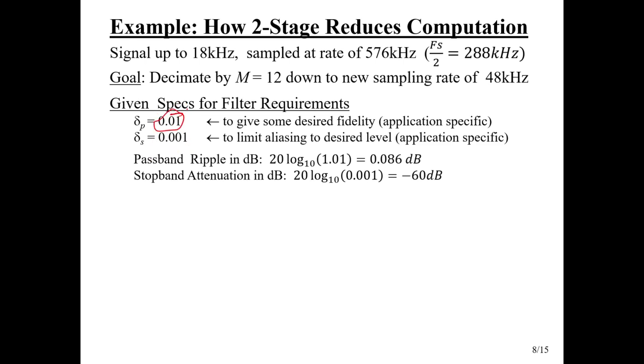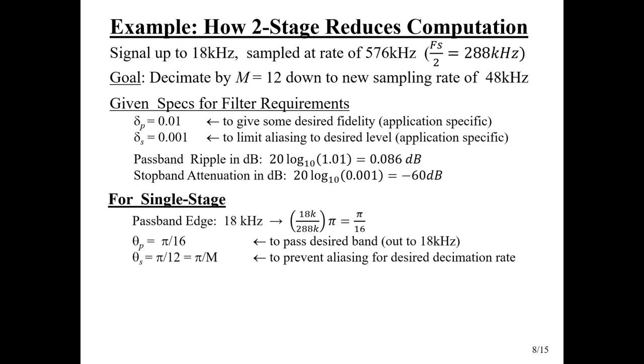So the 0.01 gets added to a 1, and then we do 20 log 10. So that's an up and down of 0.086 dB. So that's just about 0.1 dB. That's a pretty good filter. And then the 0.001 converts into an attenuation of 60 dB. So really good passband, maybe not super great stopband attenuation, but still not too bad. But whatever. We're just trying to illustrate how this all works. So suppose that's our choice.